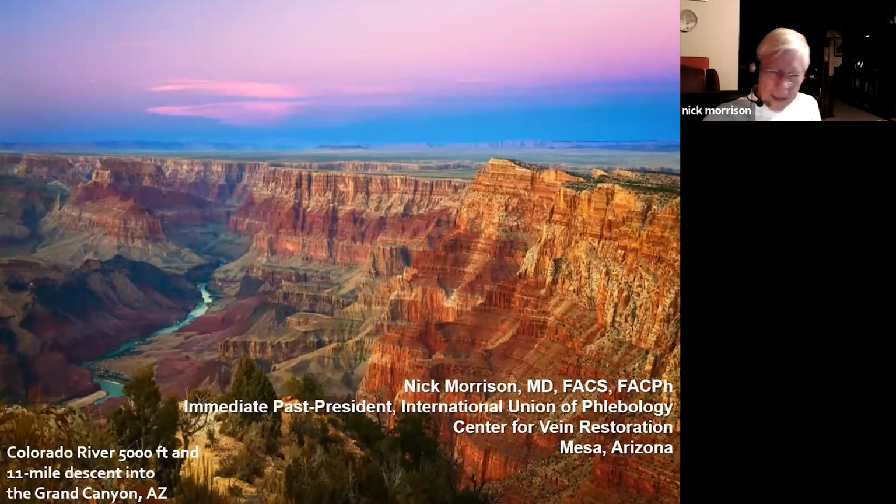Talk about the anatomy and embryology of the venous system. I'm going to try to make this interesting and throw in a number of comments that are of relevance to clinical situations. That first slide is obviously the Grand Canyon in my home state of Arizona. That's about a 5,000-foot drop and 11-mile descent down into the canyon.